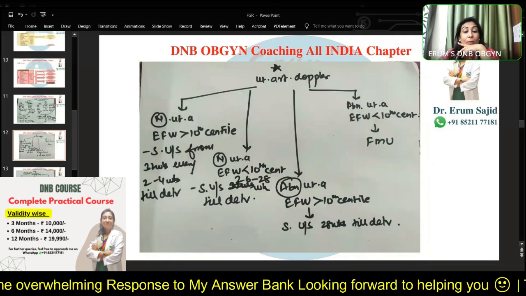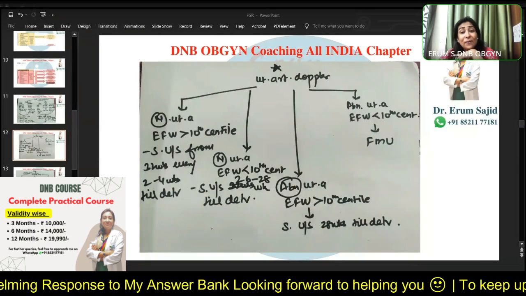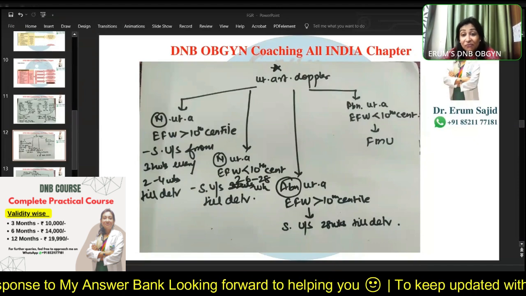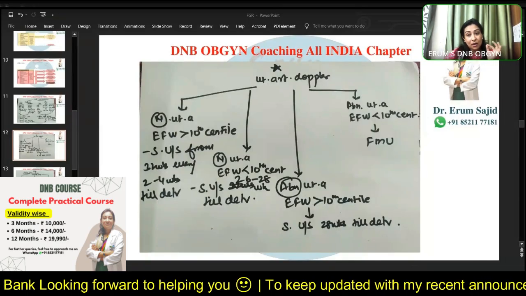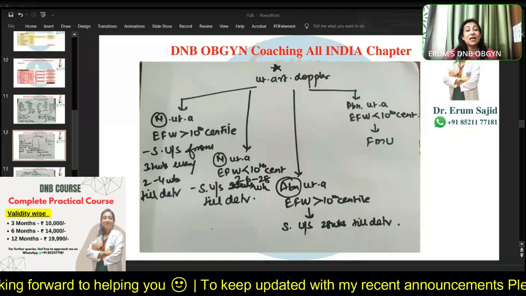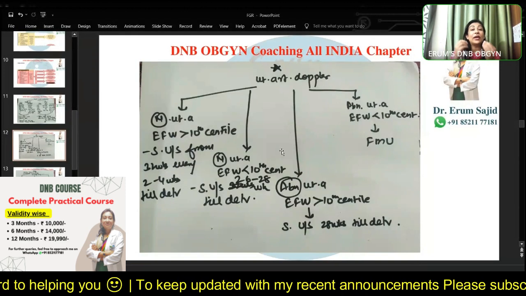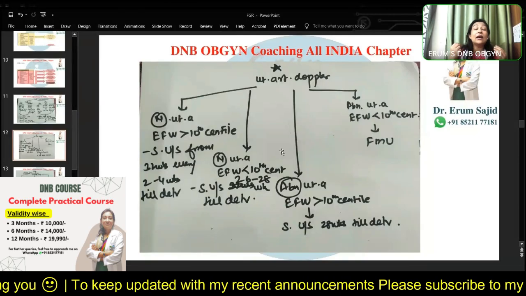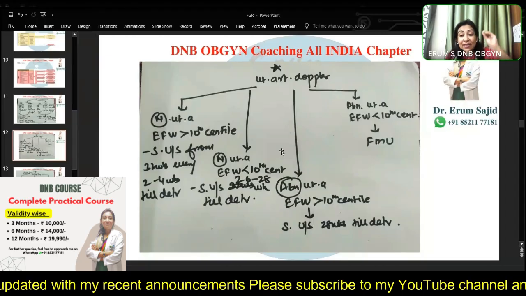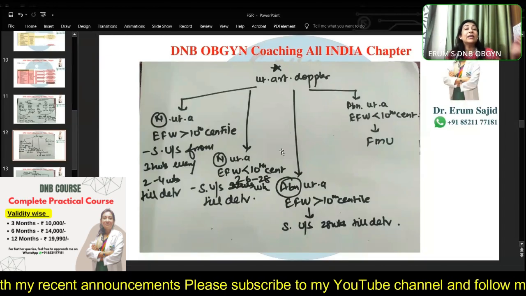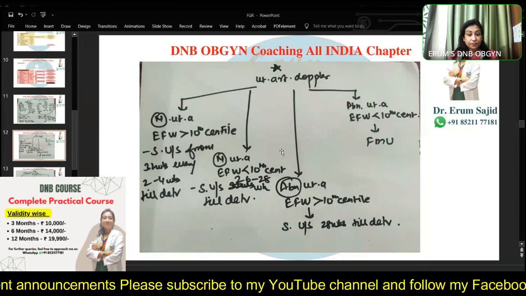What do you do the moment it dips? Which Doppler? It is very important to specify which Doppler you will do. The moment the estimated fetal weight, or the abdominal circumference, dips below the 10th centile, the next step is to do umbilical artery Dopplers.